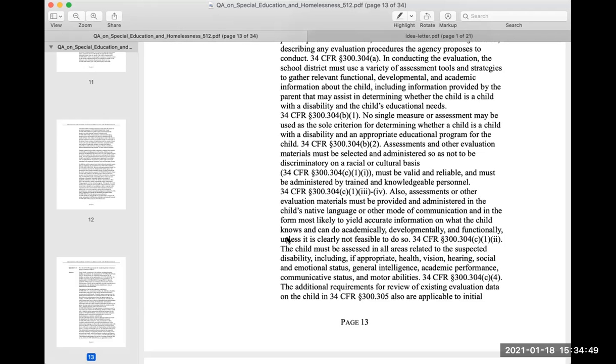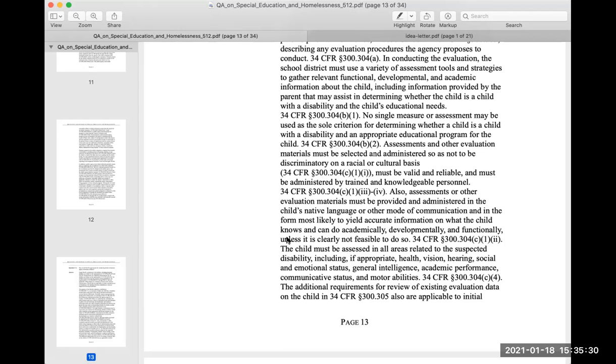Either a parent or a public agency may initiate a request for an initial evaluation. 34 CFR paragraph 300.301(b). Under 34 CFR paragraph 300.301(c)(1), once parental consent is obtained, an initial evaluation must be completed within 60 days or, if the state establishes a time frame within which the evaluation must be conducted, within that time frame. With the exception noted in question C5 below, the requirement for timely initial evaluations applies to homeless children who transfer to a new public agency or school district.